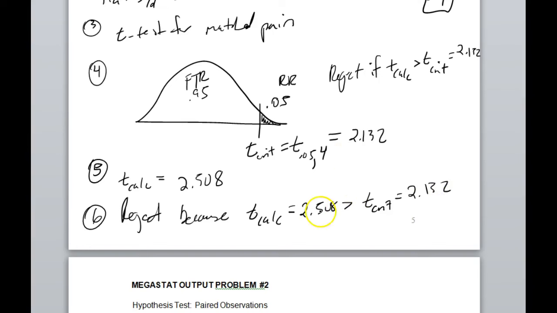And then our number 7 conclusion is there is significant evidence to suggest that scores improve after taking business statistics. So that's that.